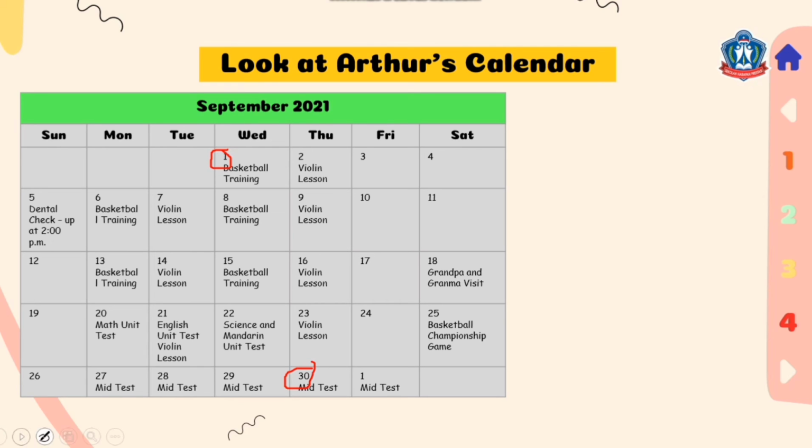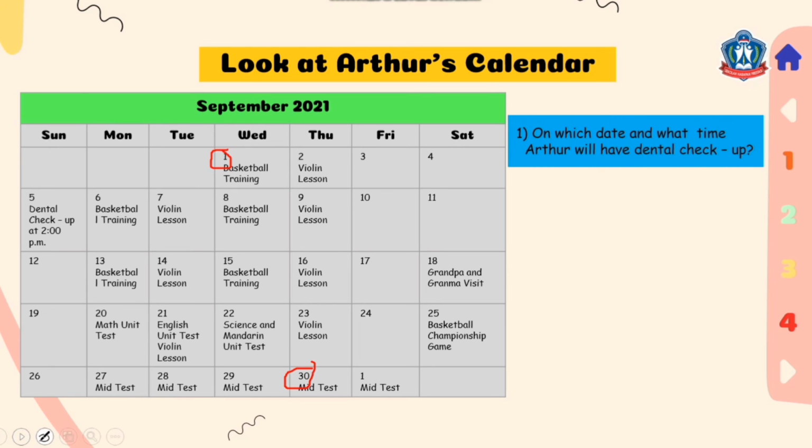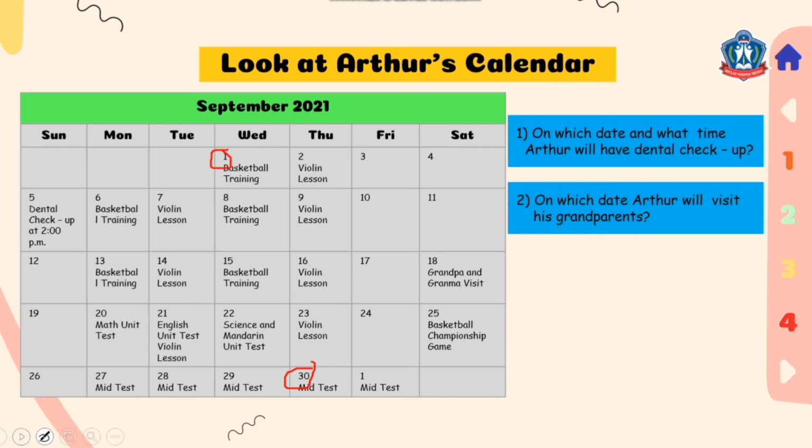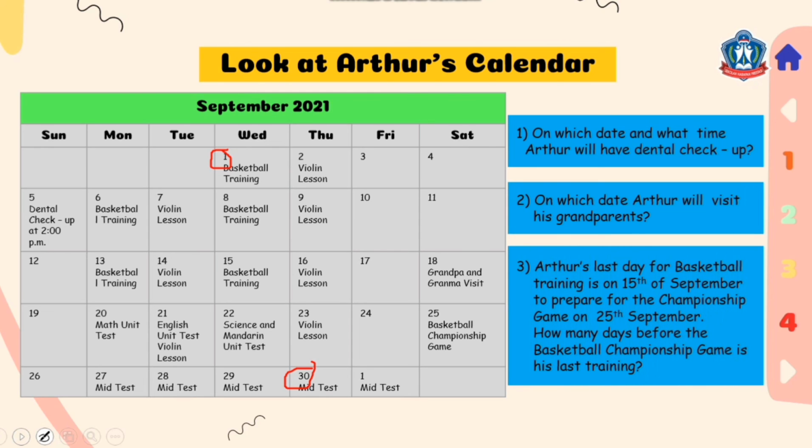I have here some questions and try to find the answers from the calendar. Question number 1. On which date and what time will Arthur have a dental checkup? Can you find the answer? Question number 2. On which date will Arthur visit his grandparents? And question number 3. Arthur's last day for basketball training is on 15th of September to prepare for the championship game on 25th of September. Now, how many days before the basketball championship game is his last training?